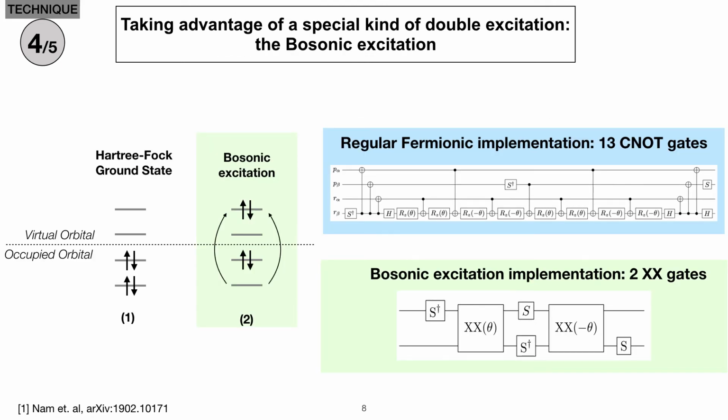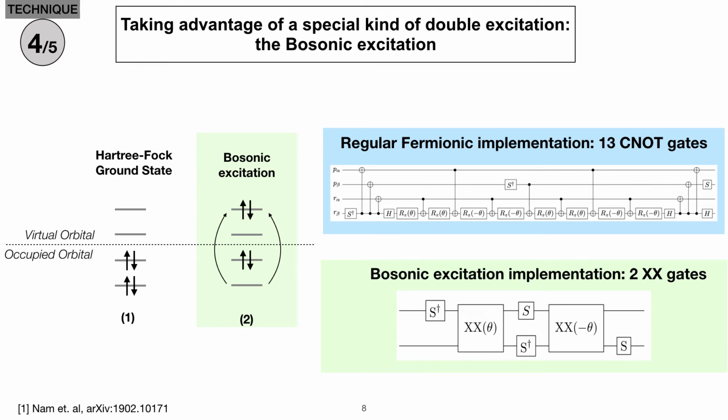The next technique is taking advantage of bosonic excitation. In the restricted Hartree-Fock ground state, electrons are paired in occupied molecular orbitals. If a double excitation term excites paired electrons into the same virtual molecular orbital, we refer to this as a bosonic excitation.